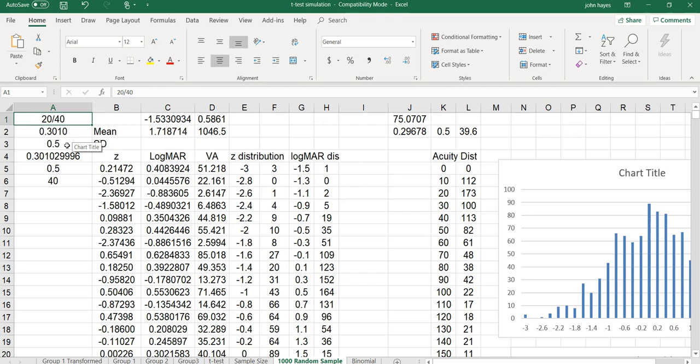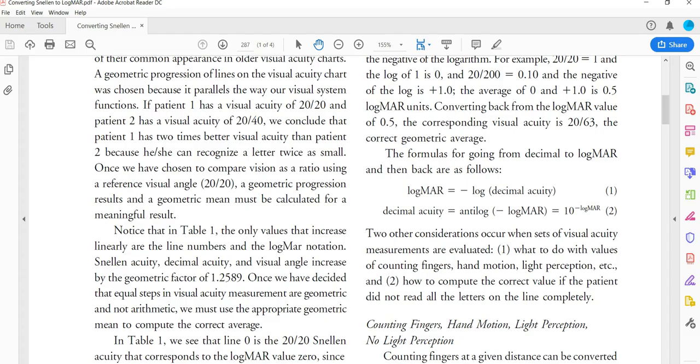First of all, how we convert. So we got 20/40. 20 divided by 40 is 0.5. So our logMAR is minus the log 10 of 0.5. So logMAR equals minus the log of the decimal acuity.